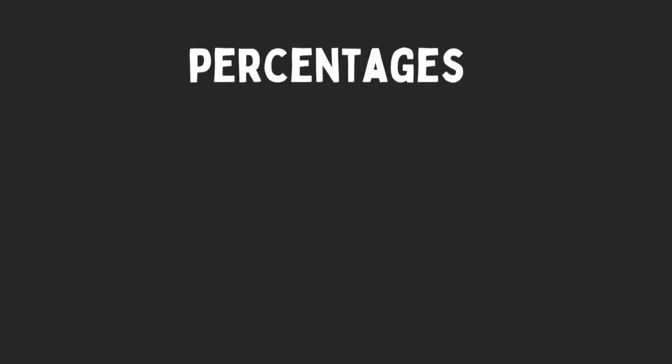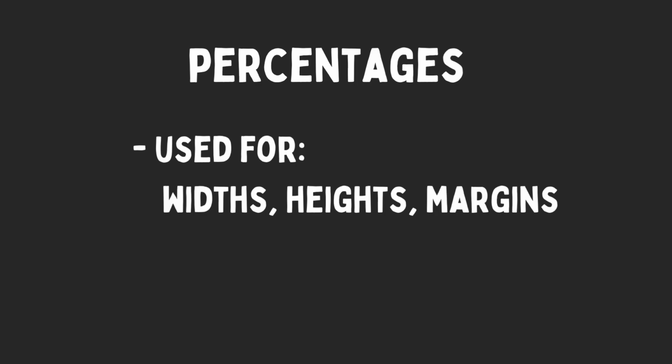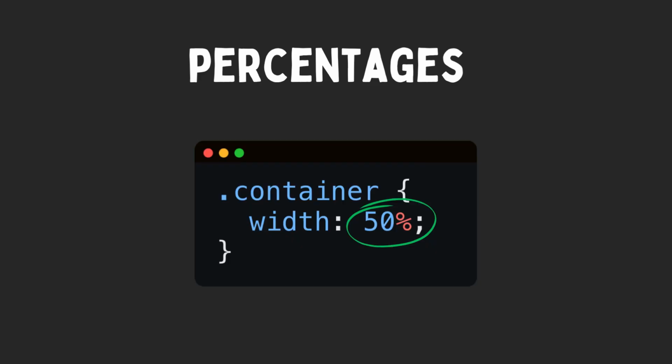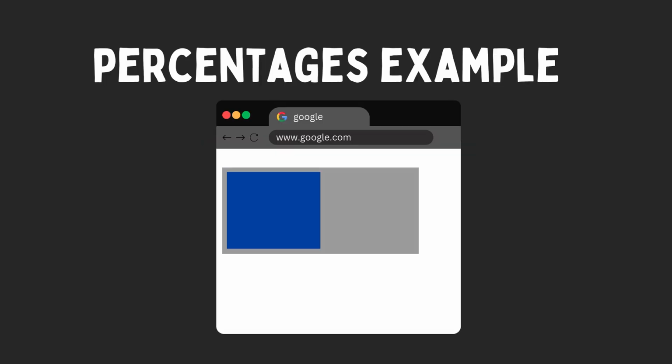Percentages are a versatile unit in CSS, used for widths, heights, and margins. They are relative to the parent element's size. In this example, the percentage sign has been used after a numeric value. Let's now create a container that occupies 50% of its parent element's width.